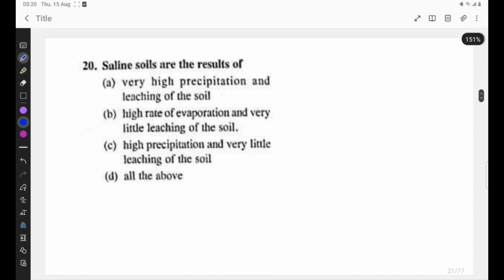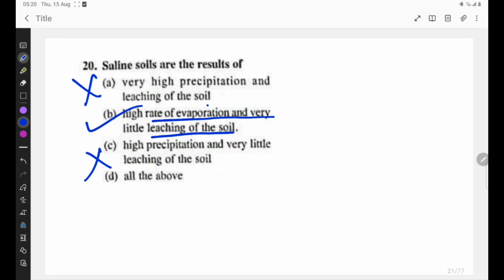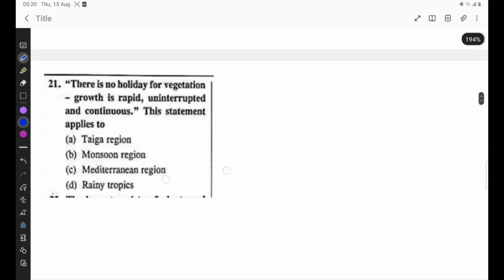Question number 20 says saline soils are the result of very high precipitation and leaching of the soil, high rate of evaporation and very little leaching of the soil, high precipitation and very little leaching, or all of the above. See, this cannot be the answer. This cannot be the answer. Answer is B. High rate of evaporation and very little leaching of the soil. Next, move on to the next question.